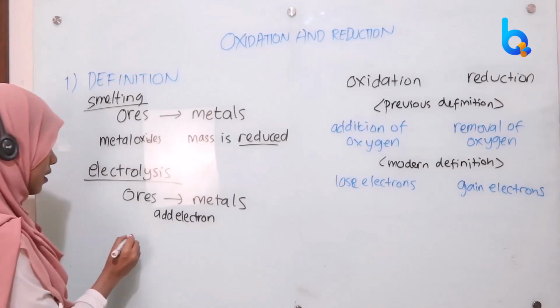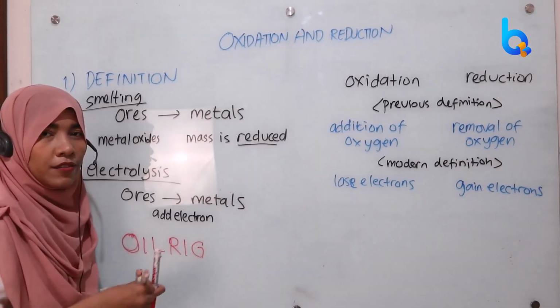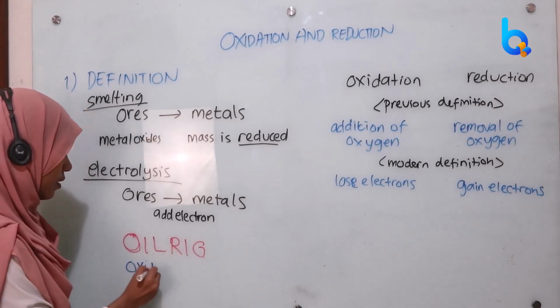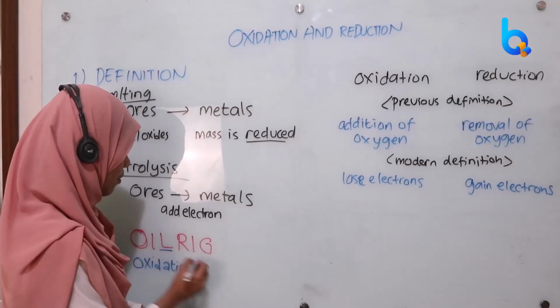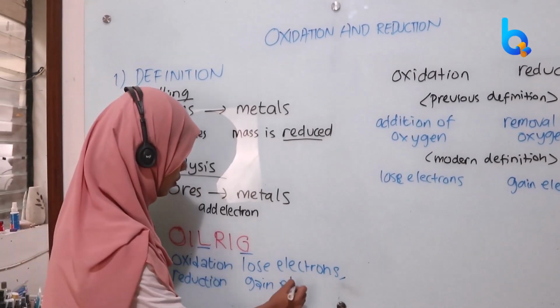This we can memorize by using a mnemonic. We call this OIL RIG. You can memorize this definition by using OIL RIG. OIL RIG stands for Oxidation Is Loss, where L means lose electrons, and Reduction Is Gain, gain electrons.